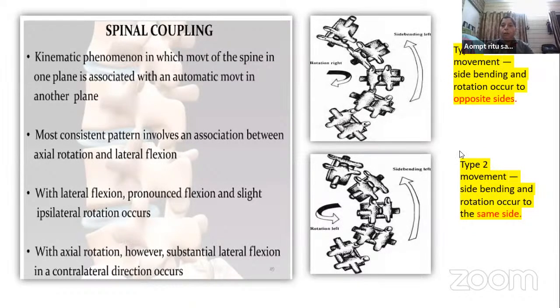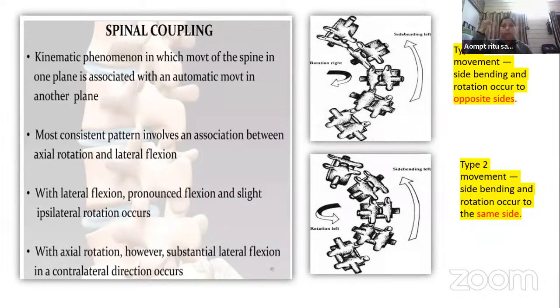We can easily understand this with type 1 and type 2 of coupled motion. Type 1 means the movement in the opposite direction. If there is a rotation to the right, the side bending is towards the left, because it is the opposite side. In type 1 movement, side bending and rotation occur to the opposite side. We remember it like type 1, O for opposite side, because this is one, this is opposite. And in type 2 movement, side bending and rotation occur on the same side.